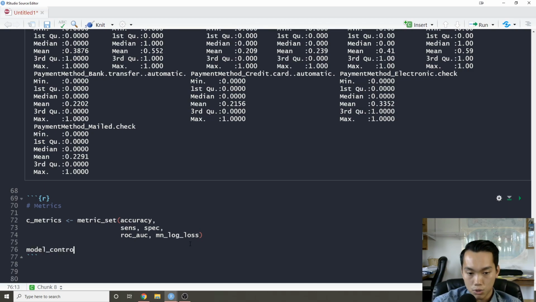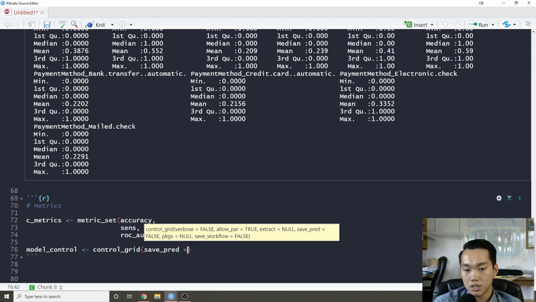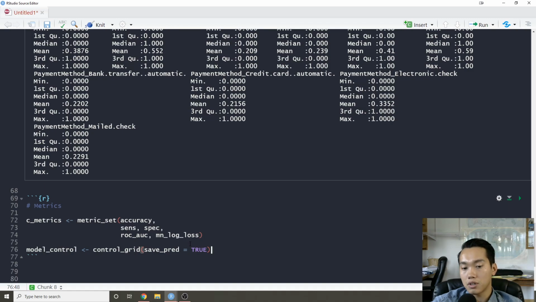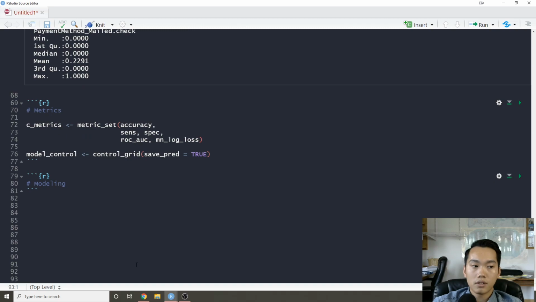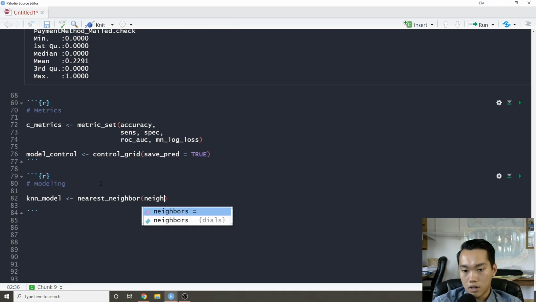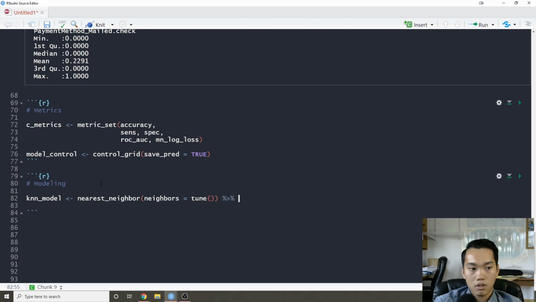I'm also doing a model control where we'll do a control grid, and I'll just save the predictions. So that way we can add any other metric we want using the yardstick package. So for the actual modeling, I'm just going to create one model, and this model will be a KNN model. I'll say nearest neighbors equals tune, set mode, classification, set engine, kknn.